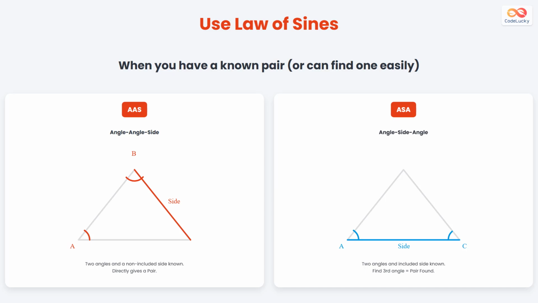If the answer is yes and you have a complete pair, use the law of sines. This typically happens in two scenarios. First is angle-angle-side, where you know two angles and a side not between them. Second is angle-side-angle, where the side is between the angles. In both cases, because you know two angles, you can easily find the third, guaranteeing you have a complete pair to set up your ratio.